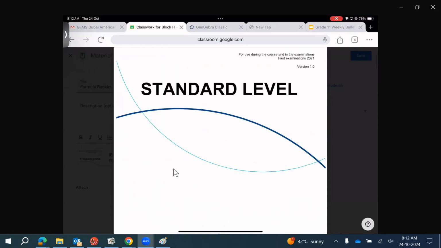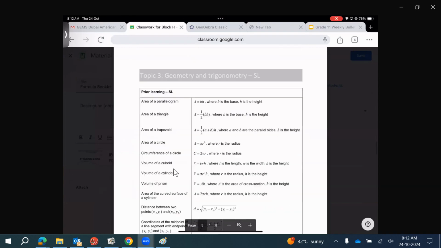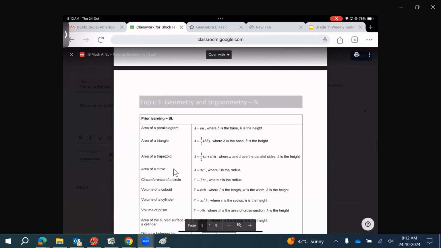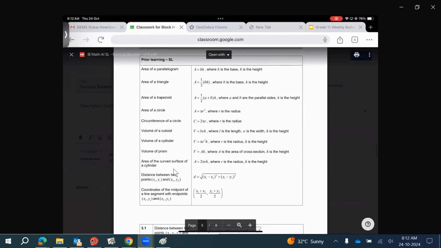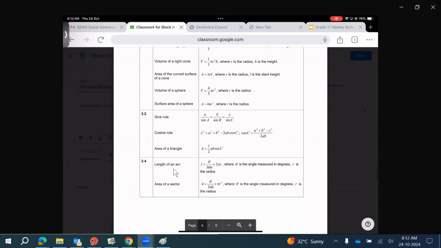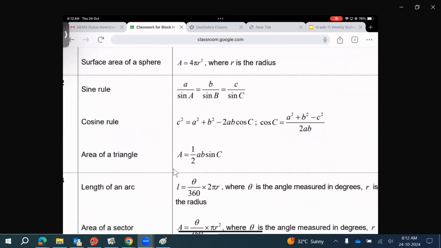So if you scroll down to geometry, which is topic 3, you've got the previous knowledge with all the area formulas. And then on the second page, on page 4, you find the trigonometry section here. And there we see 2 versions for the cosine rule. One for when you're finding a side, one for when you're finding an angle.